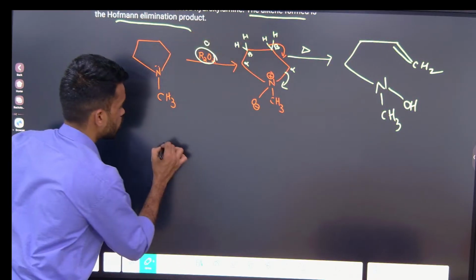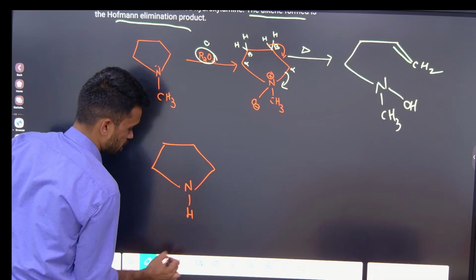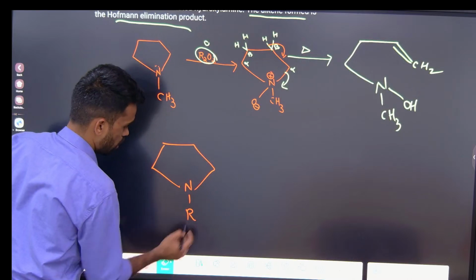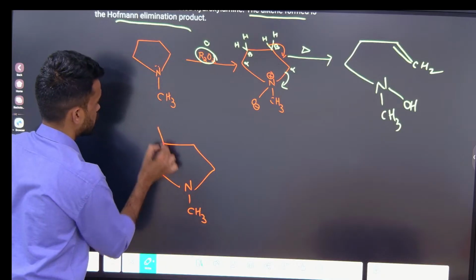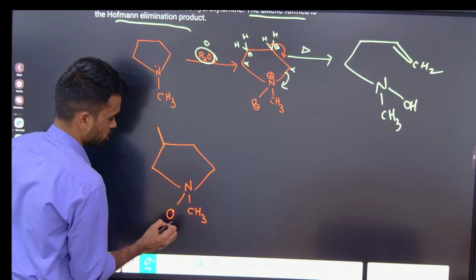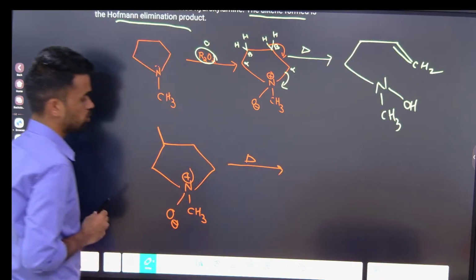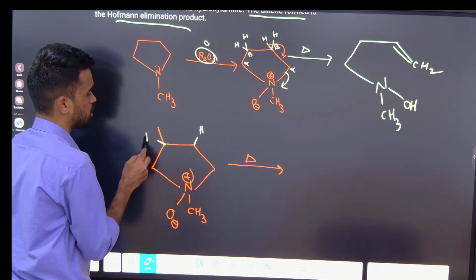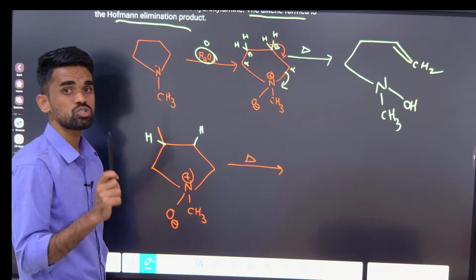Now I am making it an unsymmetrical amine oxide, with methyl group only, CH3, but here I am making one alkyl group, so amine oxide. So tell me now what happens? Same, you are heating it. Now from which side does bond breakage take place? Either this beta proton or this beta proton. Always remember, you are going to get a less substituted alkene.